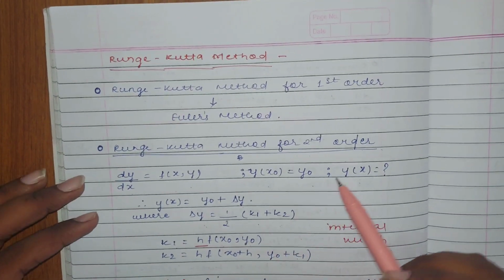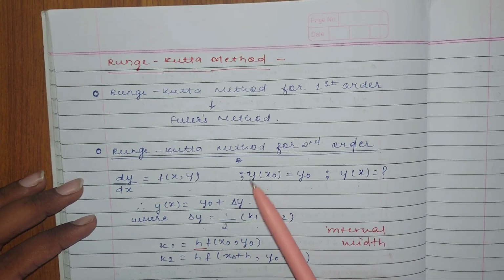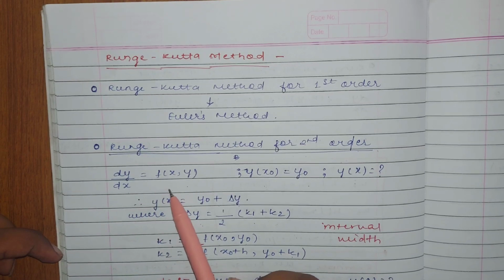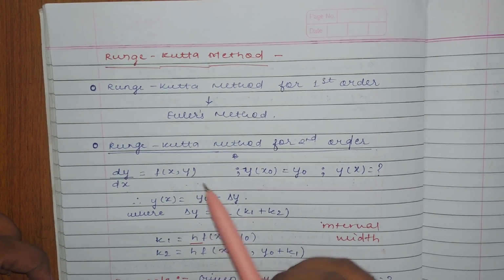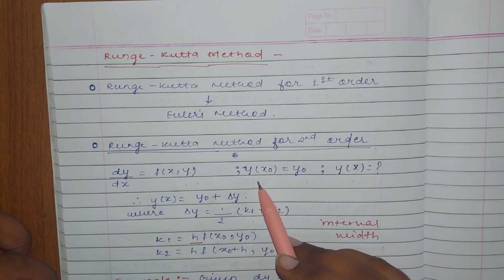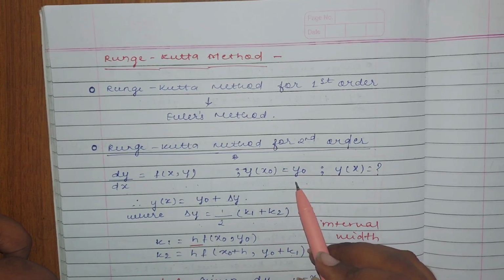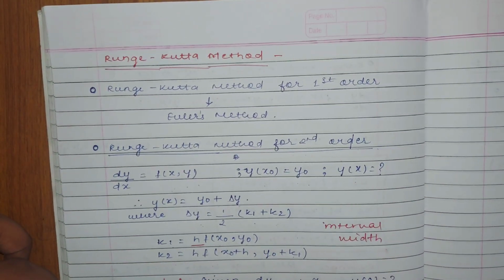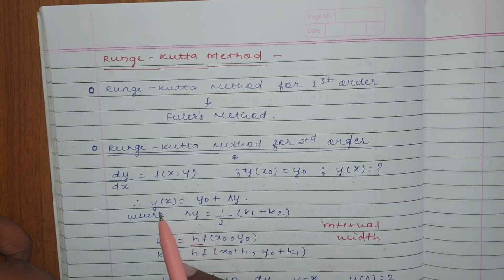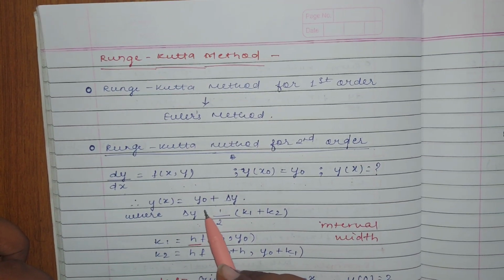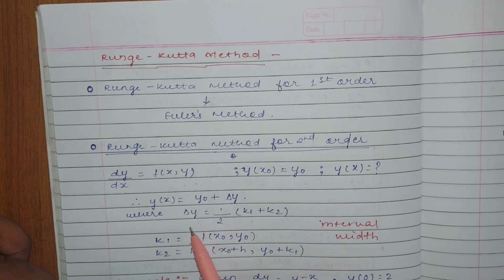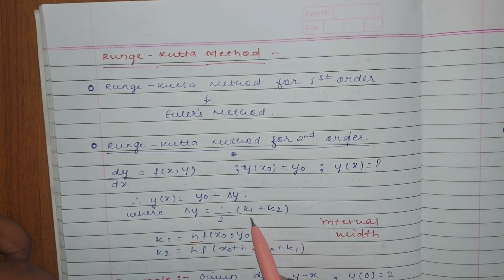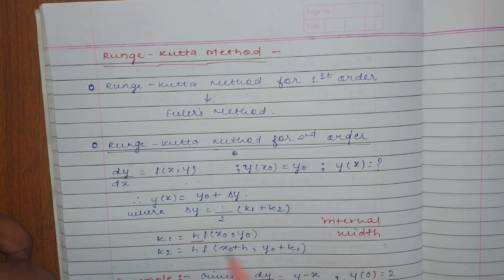So in second order Runge-Kutta method, the question will be given in the form of dy by dx, which is equal to some function of x and y. In this, some initial values of x0 and y0 would be given, and we have to find the value of y for some given x. The formula for finding y is y0 plus delta y, where delta y is given by 1 by 2 (k1 plus k2). Here k1 and k2 are nothing but the constants.